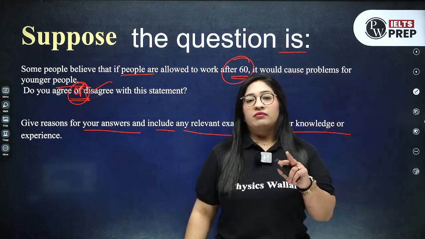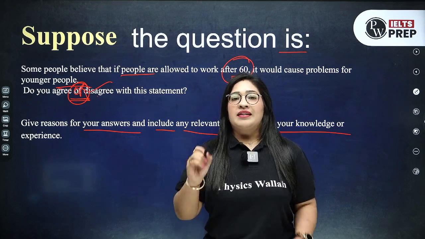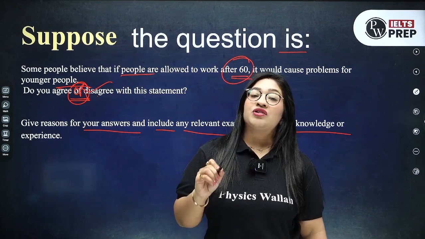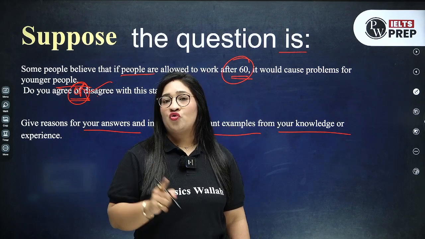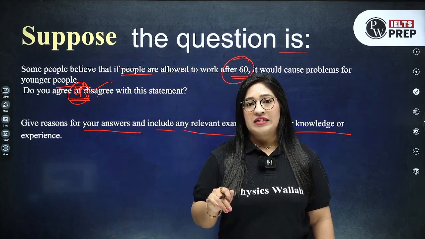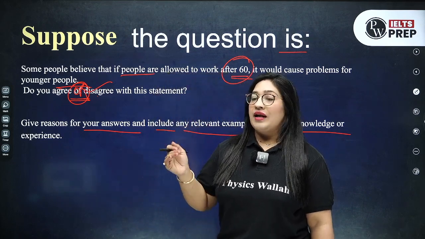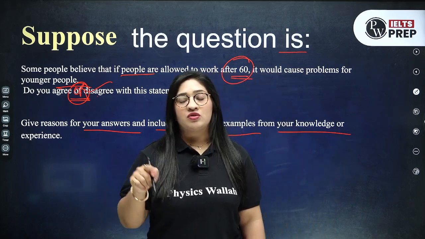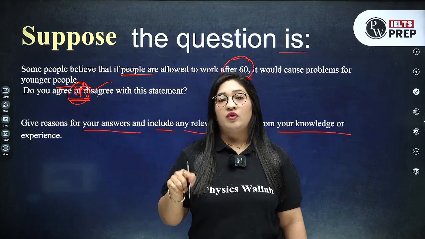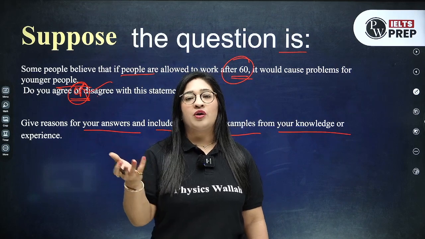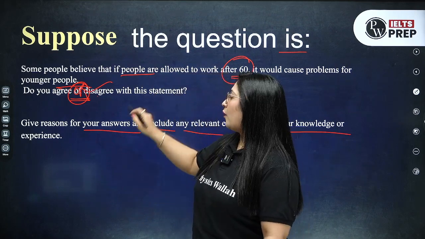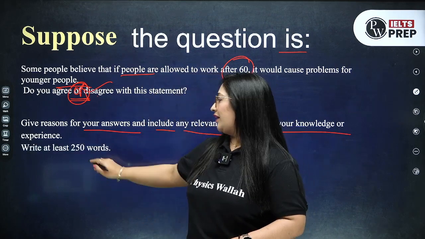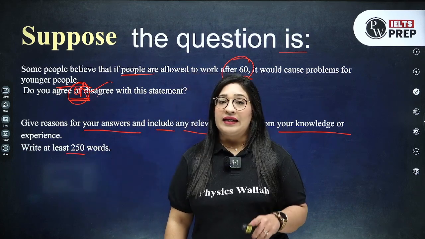So here, let me tell you one more thing, that all these essays will ask you to write at least 250 words. Make sure when you are writing, you are writing at least 250 words, because this is also one of the criteria in task response, because they're asking how you are responding to the task. And when the question itself says write at least 250 words, make sure you write 250 words, right?